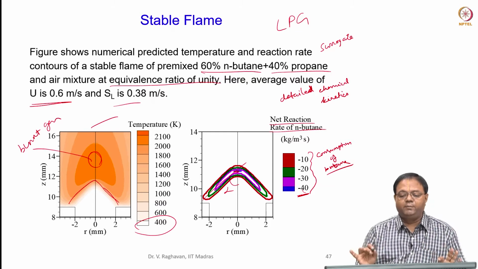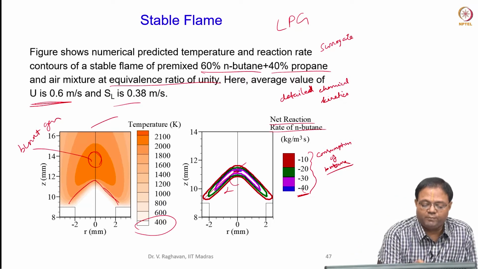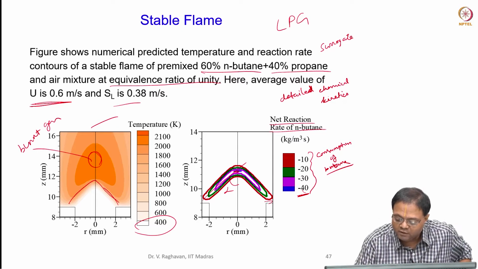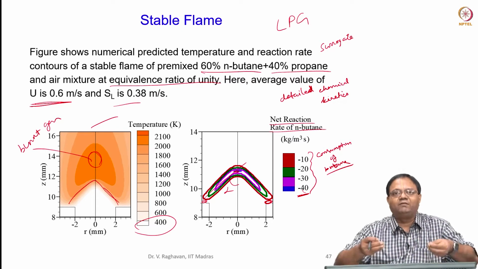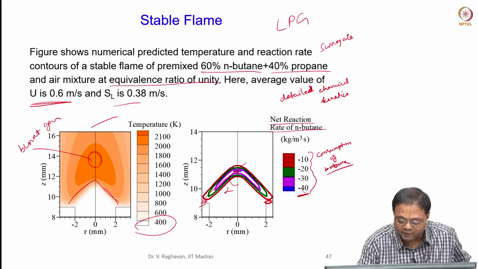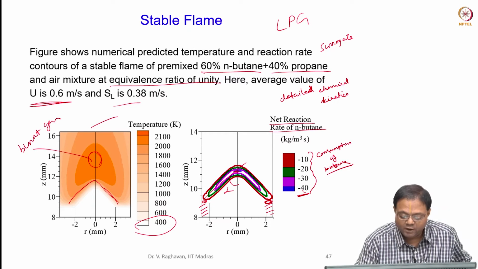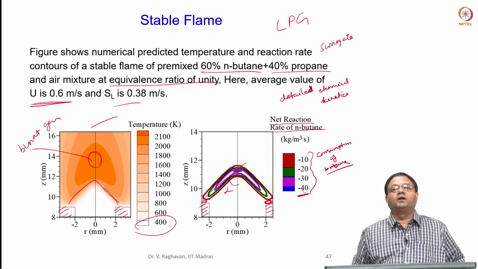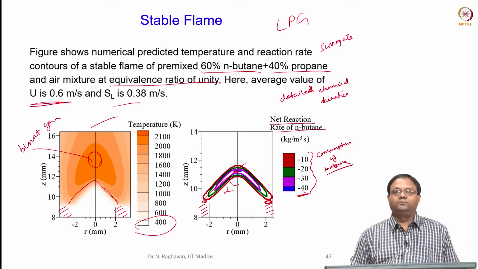Now the temperature contour is given here. So this is a stable flame. When you have a velocity of say 0.6 meter per second, I get a stable flame which is anchoring slightly away from the burner rim. So this is the burner rim here, correct? This is the burner rim, and here the burner rim. Slightly away from the burner rim, you can see that the flame is anchored properly.